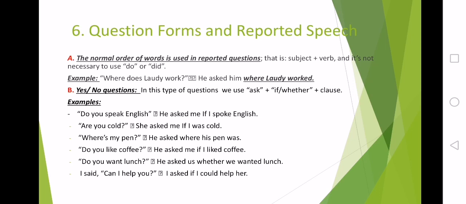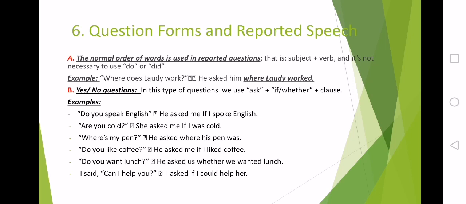Now we have the question forms in reported speech. How can we change the questions from direct to indirect speech? First of all, the normal order of words is used here: subject, verb, and the rest of the sentence. Nothing will change, and it's not necessary to use "do" or "did" in this sentence. For example, "Where does Lodi work?" He asked him where Lodi worked. As you see, Lodi is the subject, worked is the verb.